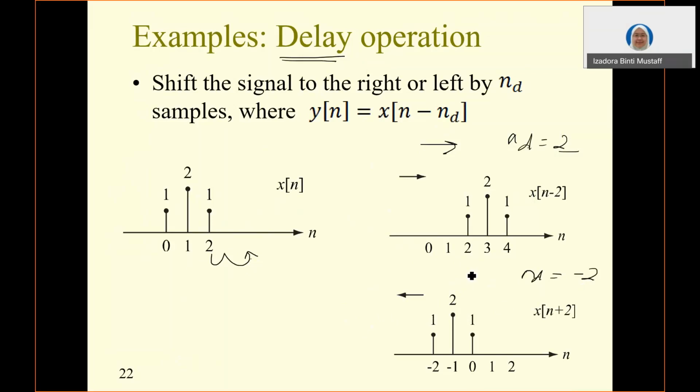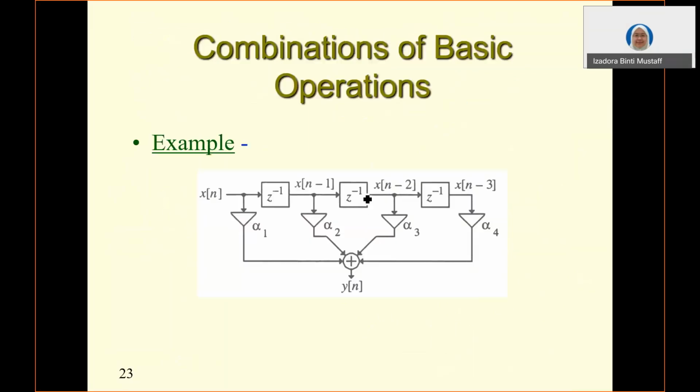Okay, let's look at something more exciting, a combination of all these basic operations. Now we have xn as the input and yn is the output. So what is the equation for yn? If you look closely, yn is the result of the summation of 4 sequences: 1, 2, 3 and 4.